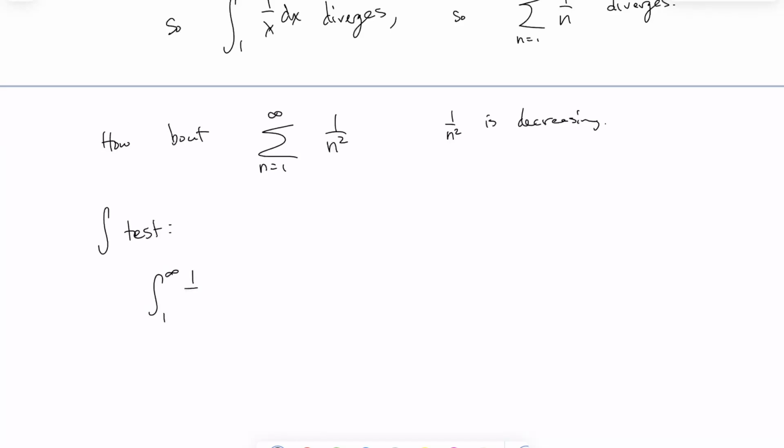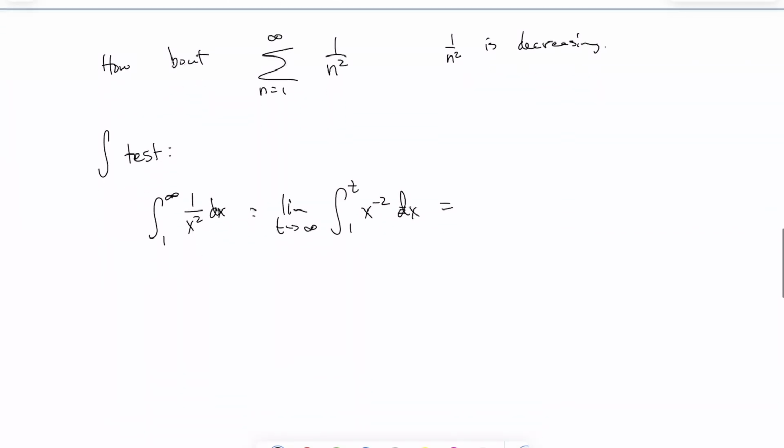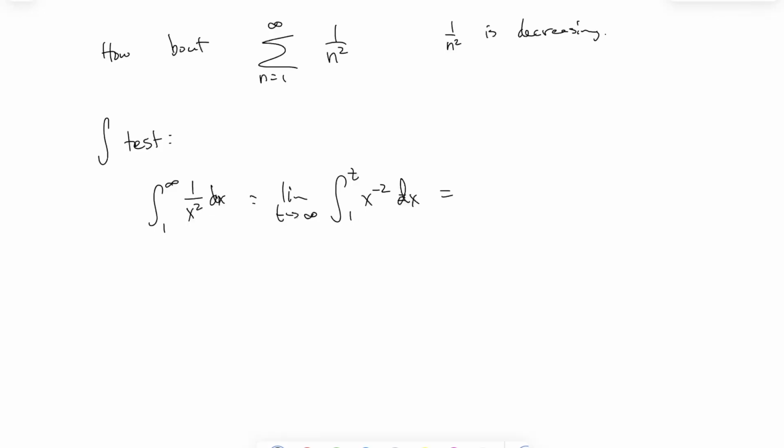Instead of the series, I do the integral, 1 over x squared dx, and work it out and see what happens, right? 1 over x squared, of course, I'm going to write as x to the minus 2, and I'll turn this into a limit as t goes to infinity, integral from 1 to t of x to the minus 2 dx. Do the integral, I increase the power by 1, so it becomes x to the minus 1, and I have to divide by minus 1, so I get the limit as t goes to infinity of minus x to the minus 1. Plug in 1 and t.